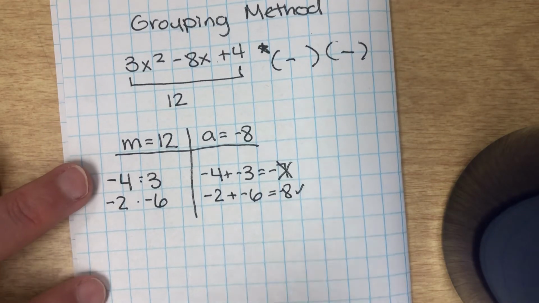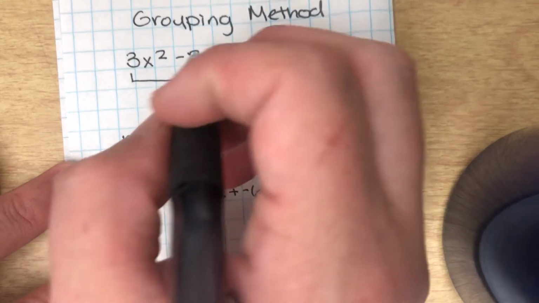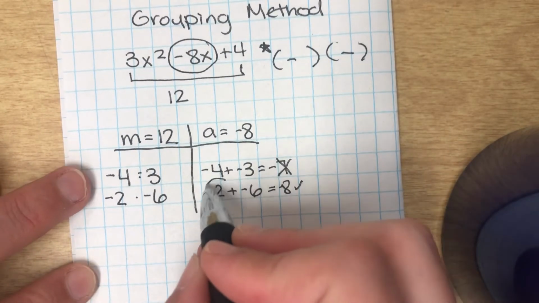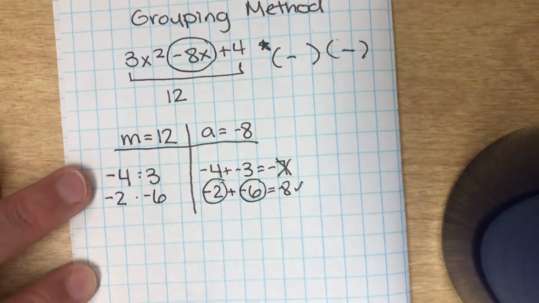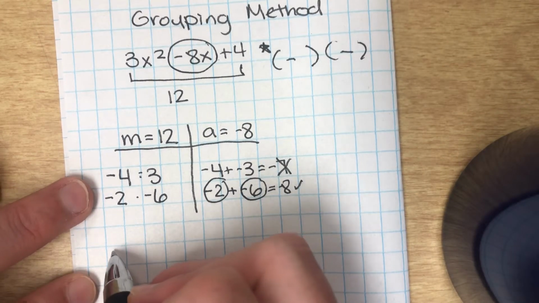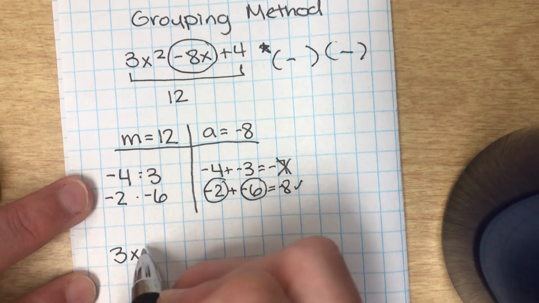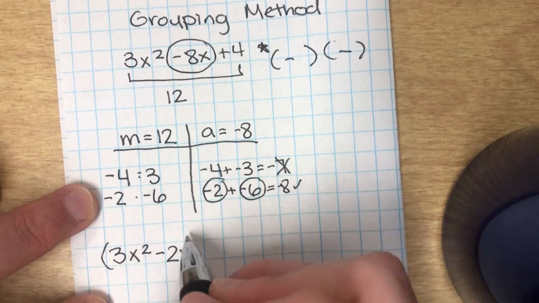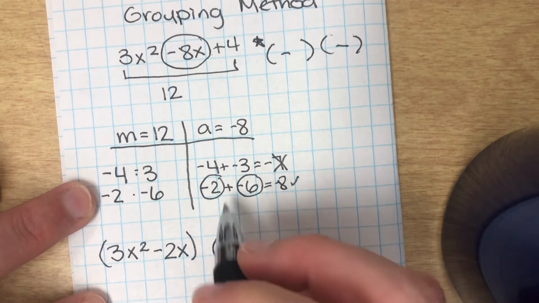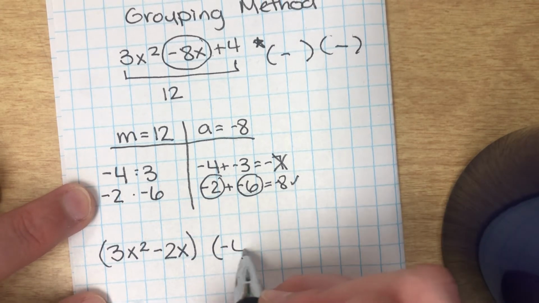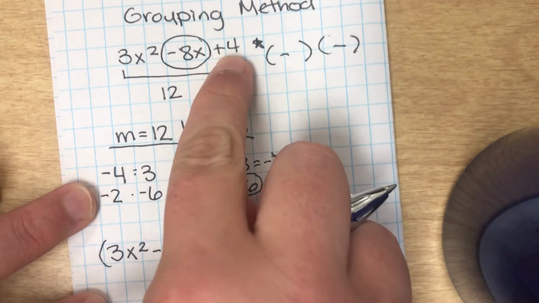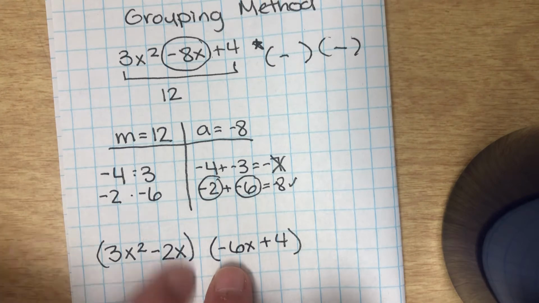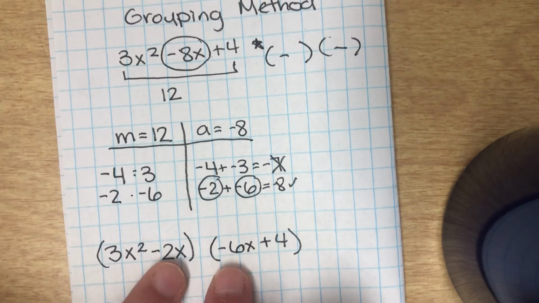Grouping method, remember, we're going to replace this middle term right here with these two terms. So we're going to replace it with a negative 2 and a negative 6. Let's rewrite our equation. 3x squared minus 2x, don't forget your x, and then inside of our other parentheses, negative 6x, and then we're just going to put this back part, plus 4. So we have replaced our negative 8 with these two numbers.